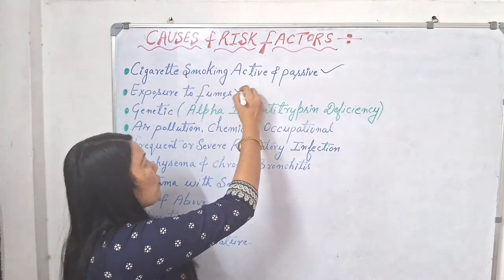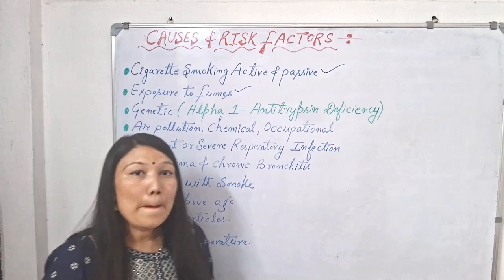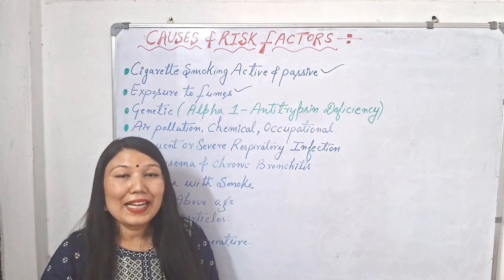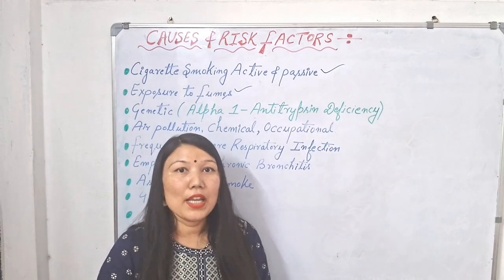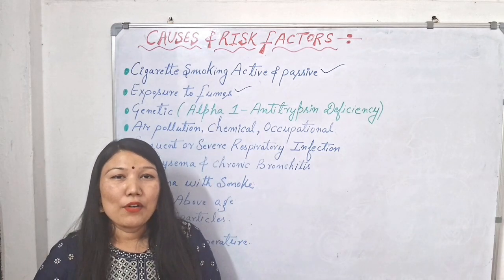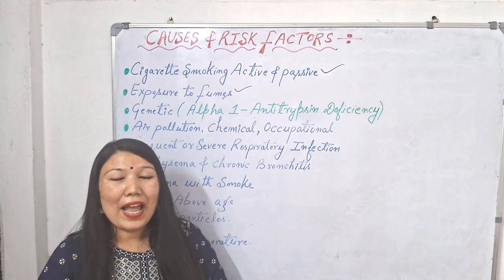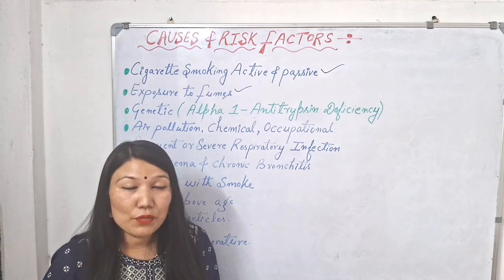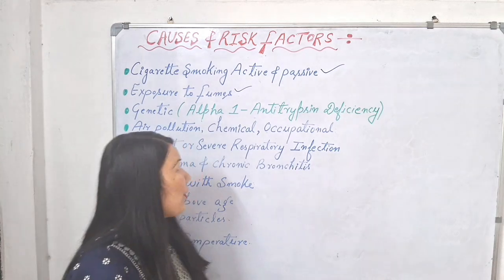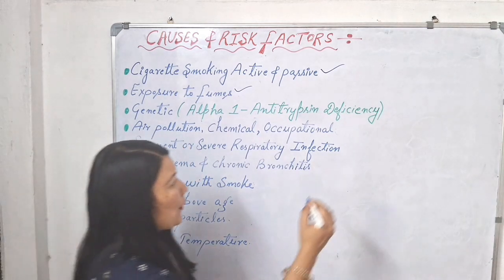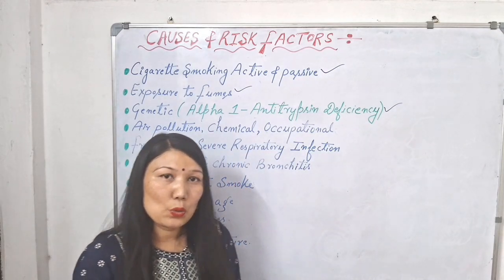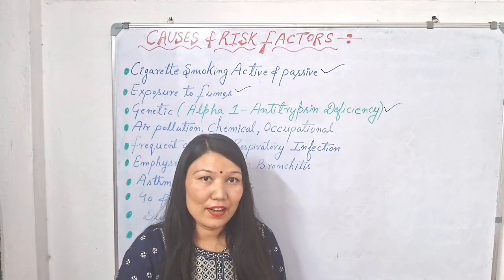Next we have exposure to fumes. So any kind of burning fume means it's a biodegradable fume. It can be wood, it can be coal, it can be a dust particle or dry leaves or wastage of the household. So any kind of biodegradable waste fume is very harmful for our lungs and can cause COPD. Next we have genetic, alpha-1 antitrypsin deficiency. So genetic means this condition can pass into the other generation. It is a hereditary condition.